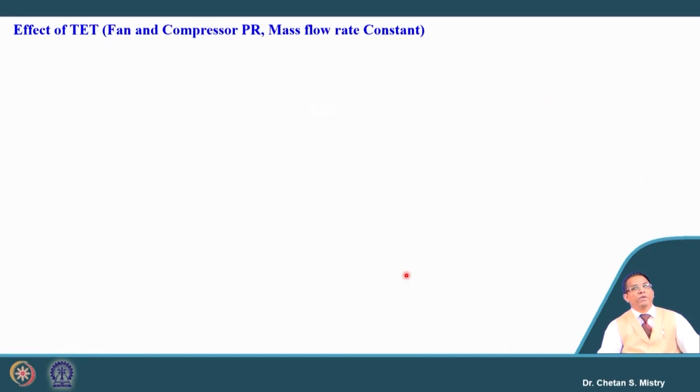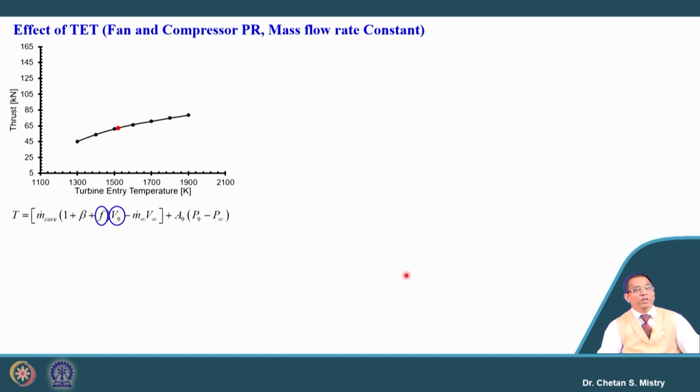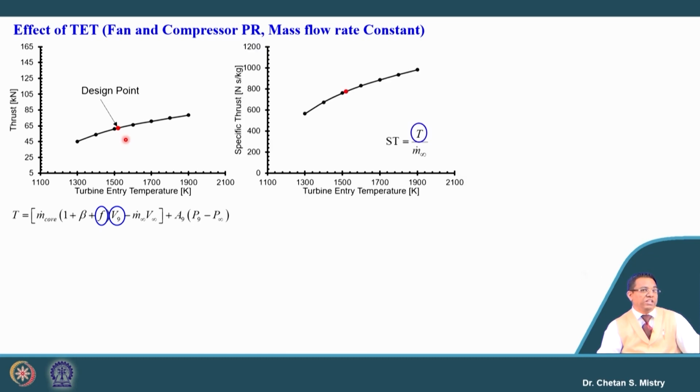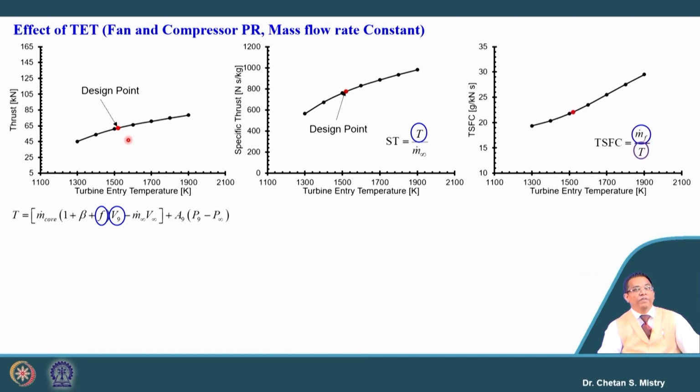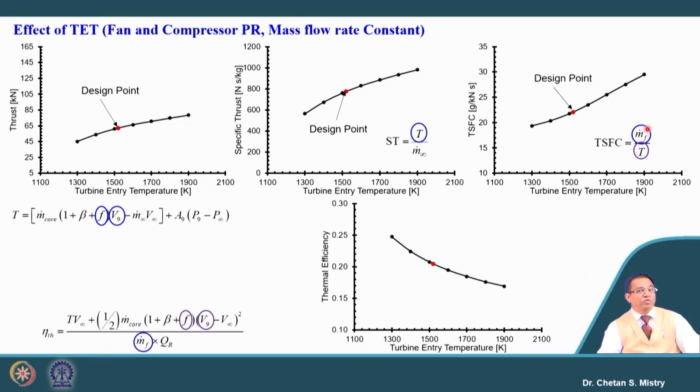Let us look at what is happening with turbine entry temperature. Here in this case, by increasing the turbine entry temperature, we will be increasing the thrust. Somewhere here we have the design conditions. Since my thrust is increasing, the specific thrust also will be increasing for the constant mass flow rate configuration, and we know with the increase of turbine entry temperature, we will have an increase in thrust specific fuel consumption, because in order to achieve that temperature you need to inject more fuel, and that is what will be reflected in terms of efficiency.